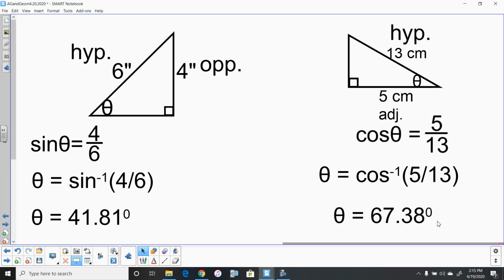Why did I think it was less than 45? Because the triangle wasn't drawn to scale, okay? This side here is actually 12, so our answer looks good. Sorry for the confusion.